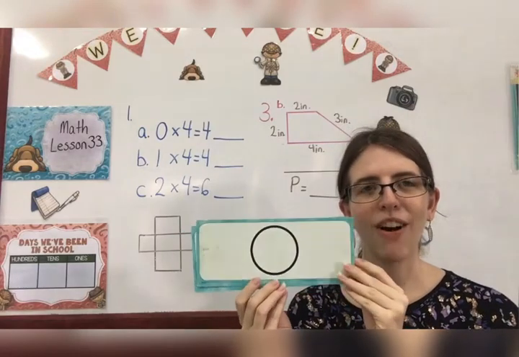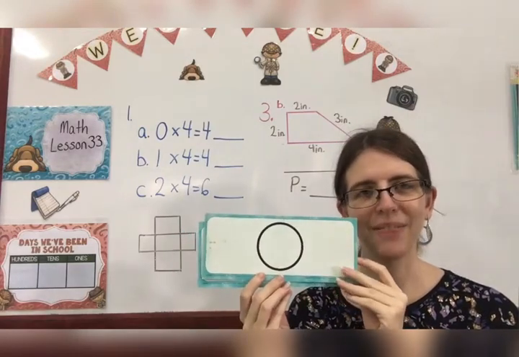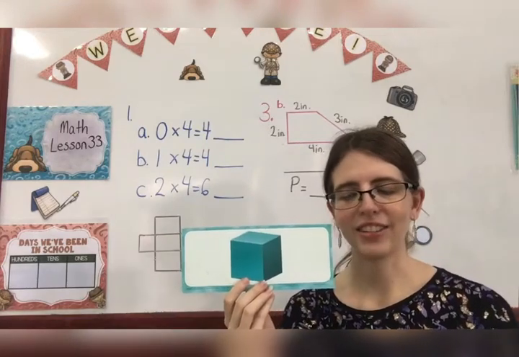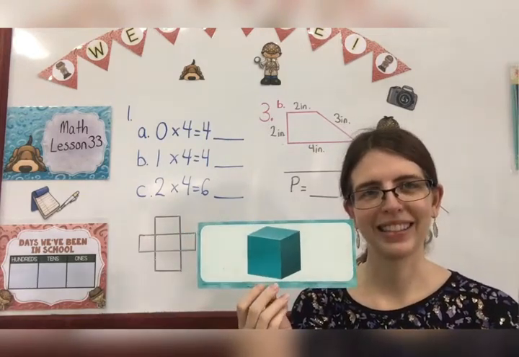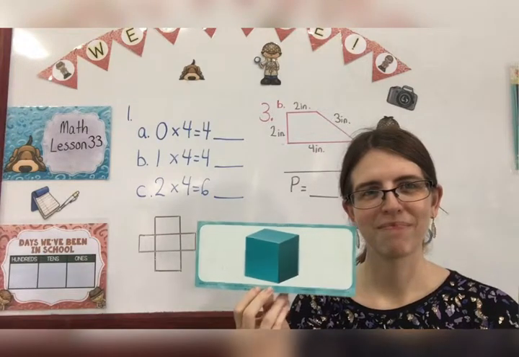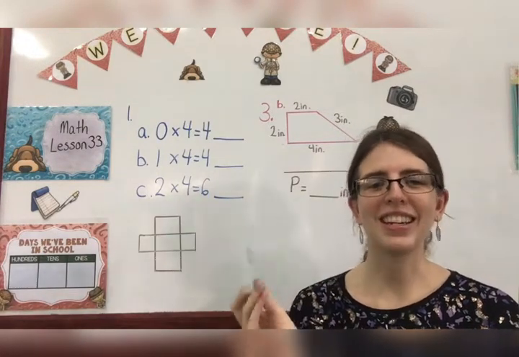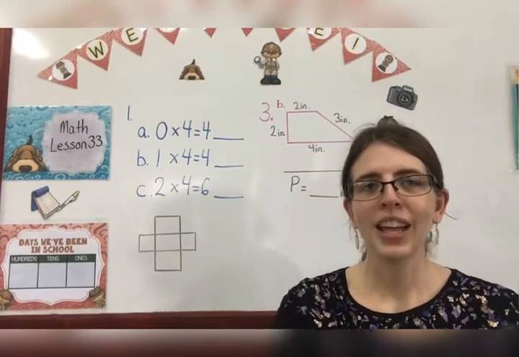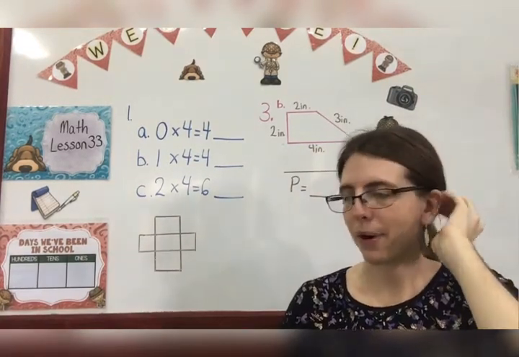Okay, and what do we call this shape, Hazel? Circle. And our last shape, Amy, what do we call this? It's a cube, very good. Okay, whew, done with all of those. So let's get started on your paper.